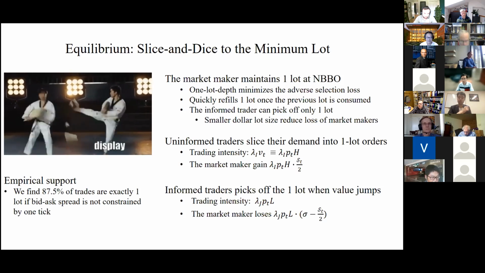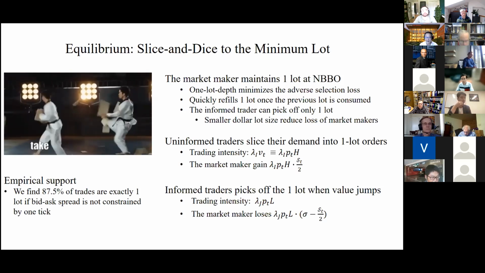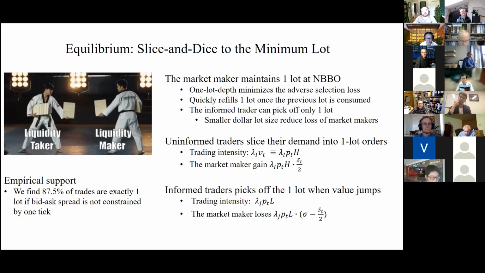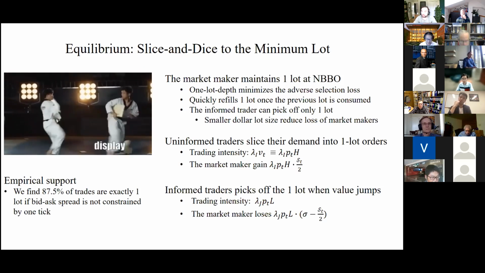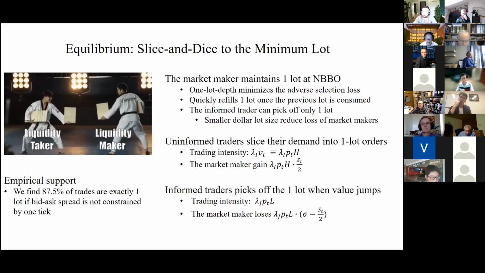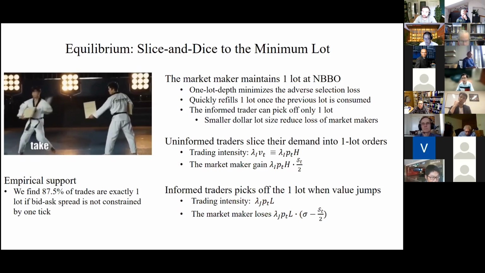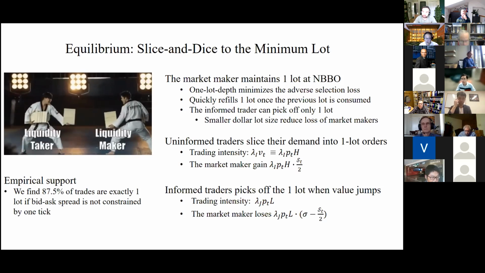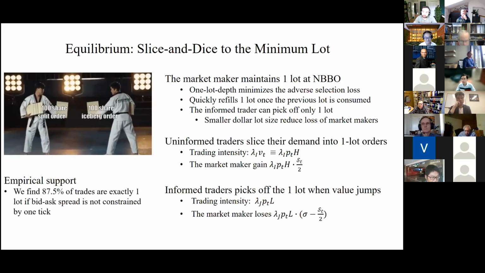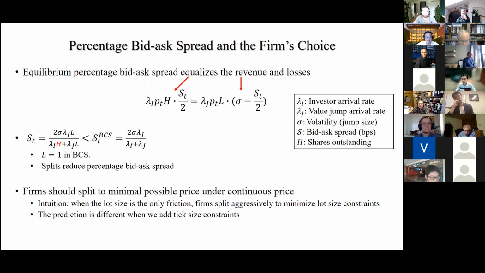This actually gets quite strong empirical support. We find 87.5% of trades are exactly one lot, as long as the bid-ask spread is not constrained by one tick. That means if you have a bid-ask spread of more than one tick, the depth is almost always equal to one lot. Okay, so what's the equilibrium bid-ask spread?